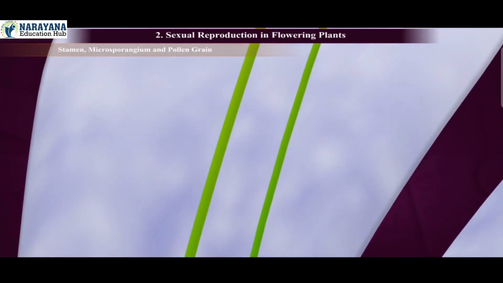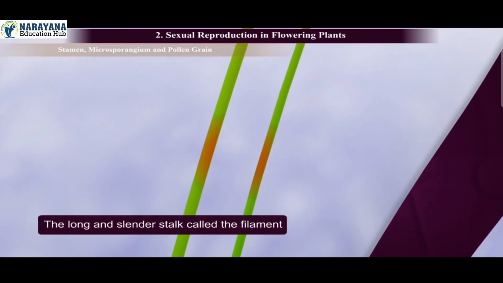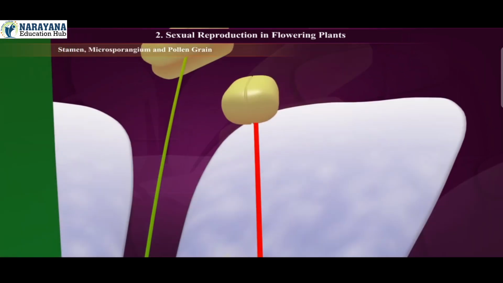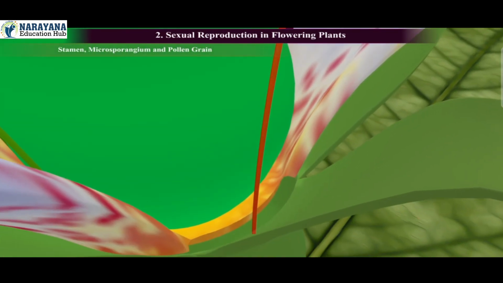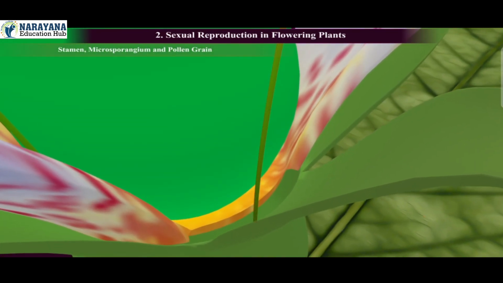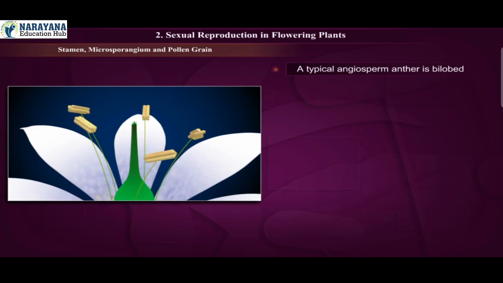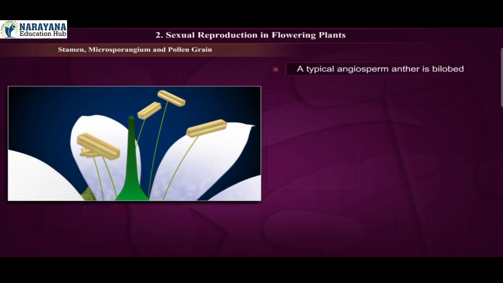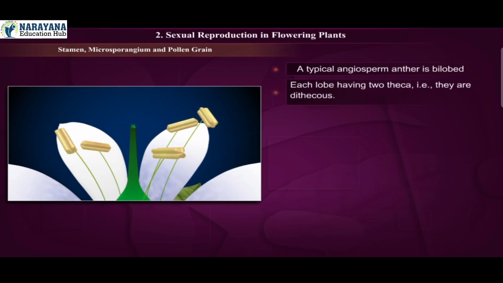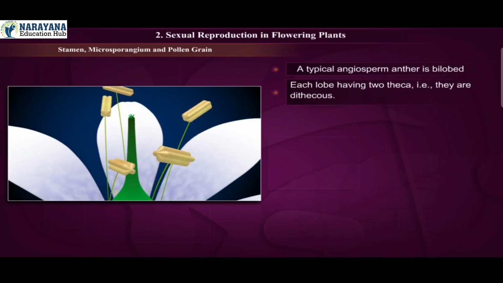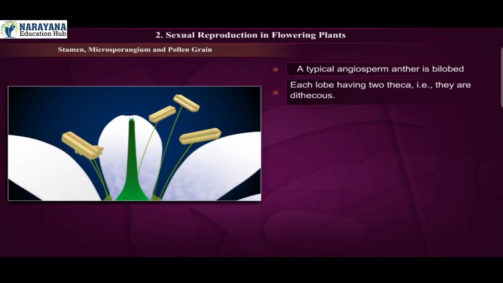This figure shows the two parts of a typical stamen, the long and slender stalk called the filament and the terminal generally bilobed structure called the anther. The proximal end of the filament is attached to the thalamus or the petal of the flower. The number and length of stamens are variable in flowers of different species. A typical angiosperm anther is bilobed with each lobe having two theca, that is, they are dithecous. Often, a longitudinal groove runs lengthwise separating the theca.